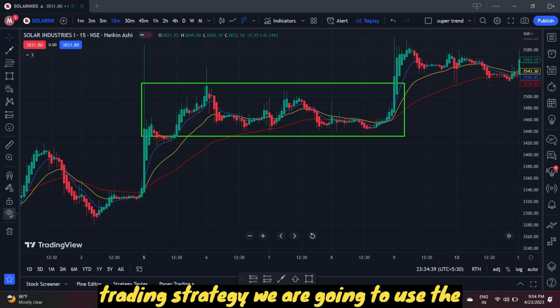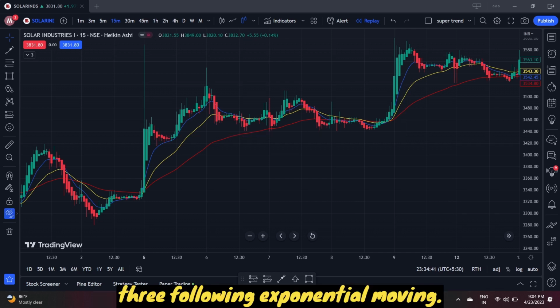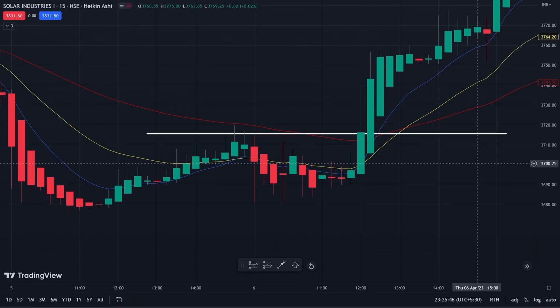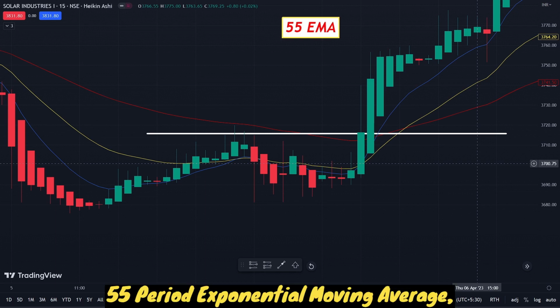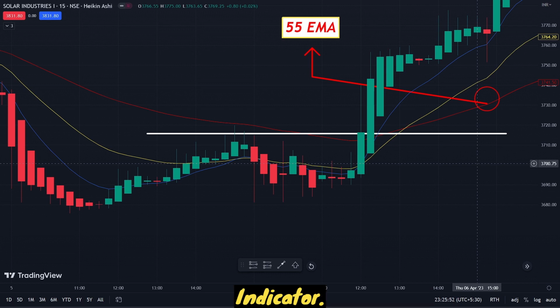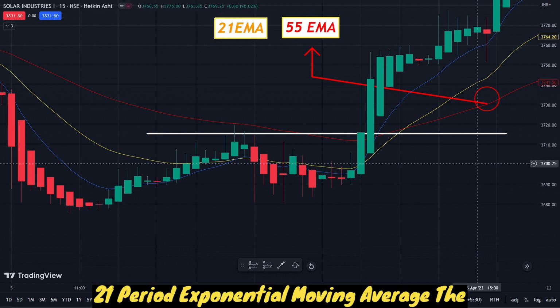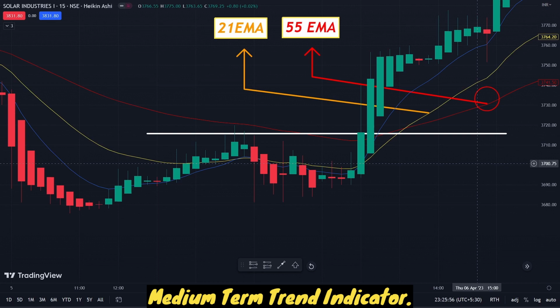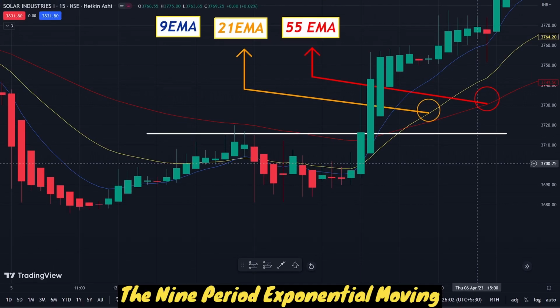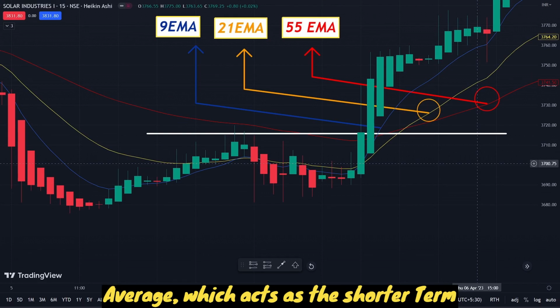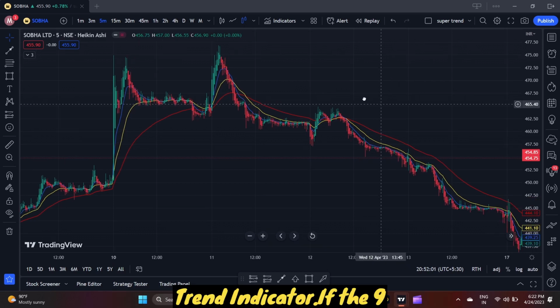In this scalping trading strategy, we are going to use the 3 following exponential moving averages: 55-period exponential moving average, the longer-term trend direction indicator, 21-period exponential moving average, the medium-term trend indicator, the 9-period exponential moving average, which acts as the shorter-term trend indicator.